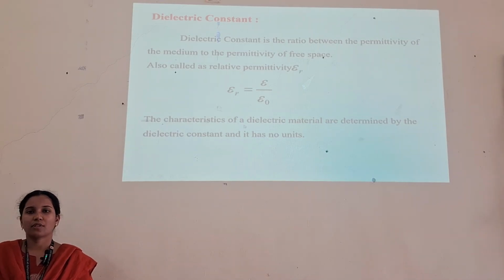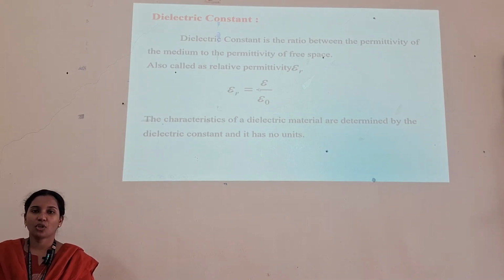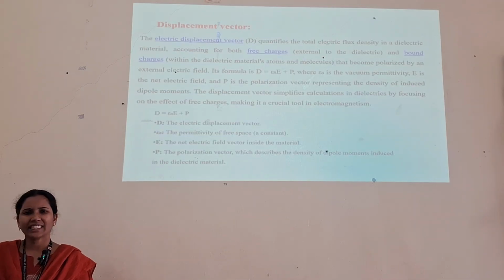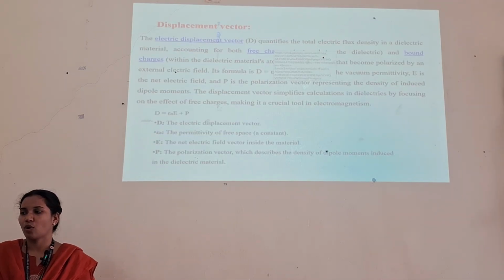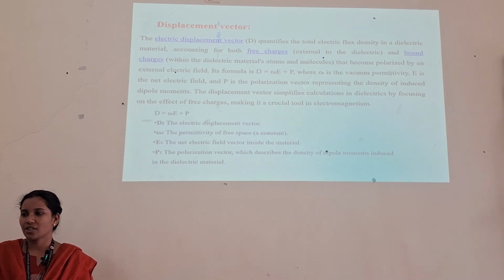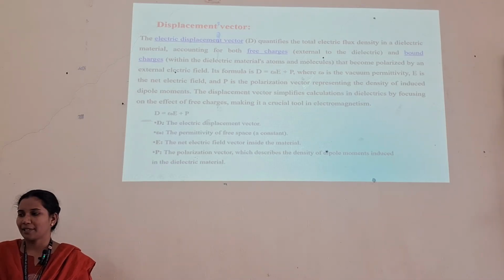It is denoted by epsilon R equals epsilon by epsilon naught, where epsilon is the permittivity in the medium and epsilon naught is the permittivity of free space. The electric displacement vector D quantifies the total electric flux density in a dielectric material, accounting for both free charges and bound charges. So its formula is D equals epsilon naught E plus P.